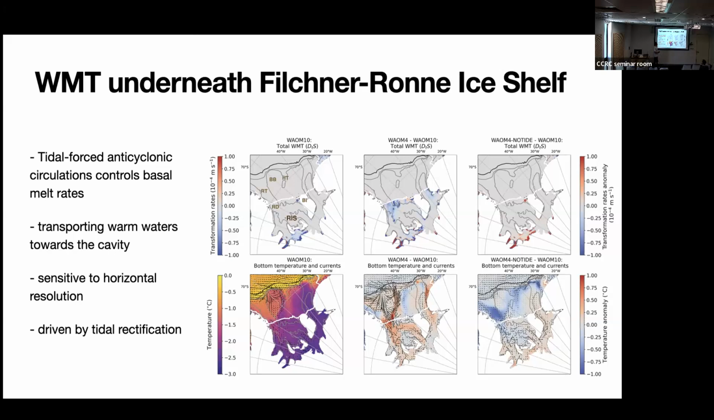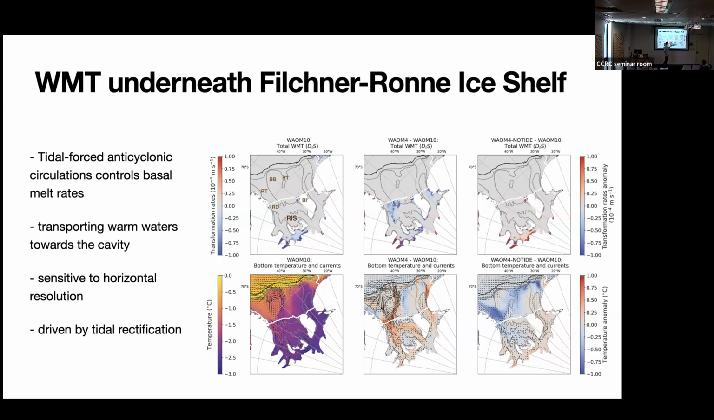And the main feature controlling melt rates, water mass formation rates, and inflow of warm water underneath the cavity is actually quite interesting. This anticyclonic circulation here is a permanent feature year round. We found that this feature is totally driven by tide, so it's a tide rectification in the mean flow. You have a bank here, and you have two troughs that modulate this flow. And this anticyclonic gyre is sensitive to resolution.